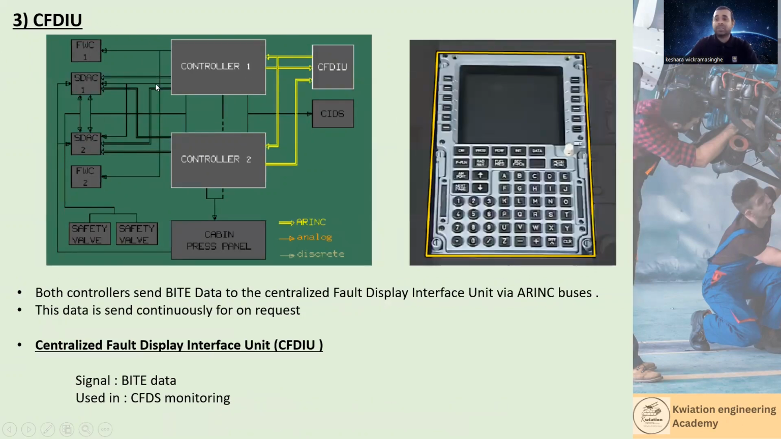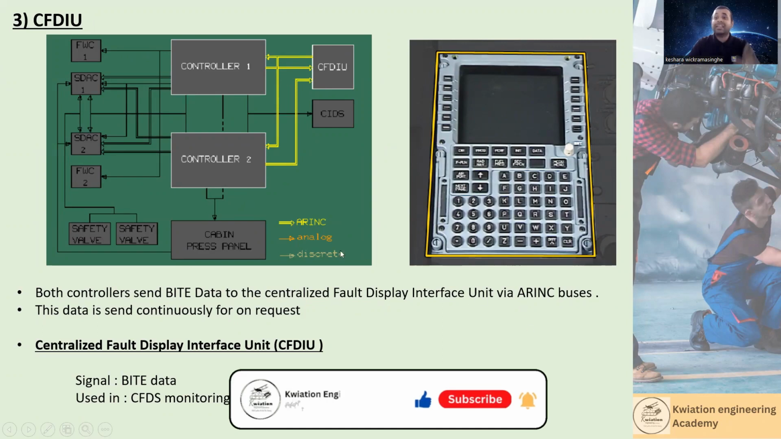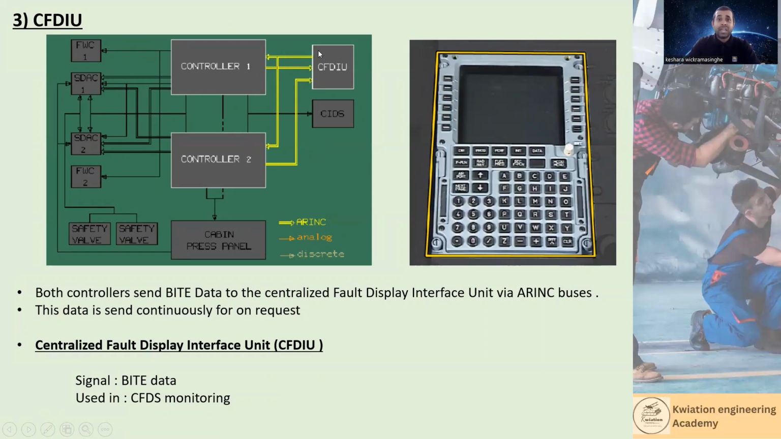Now the CFDIU, centralized fault display interface unit. Here is the CFDIU, and this is the real picture. Both controllers send BITE data to the centralized fault display interface unit via ARINC buses. You can see controller 1 sends BITE data to the CFDIU and controller 2 sends BITE data to the CFDIU through ARINC, and this data is sent continuously on request.